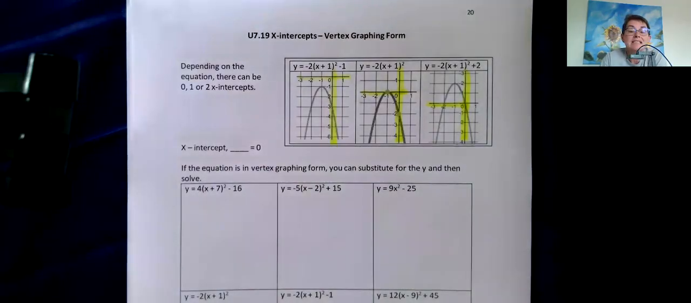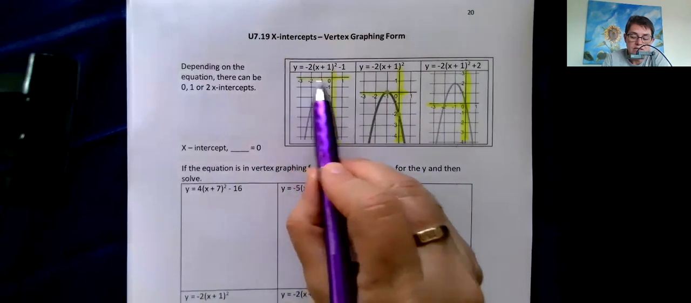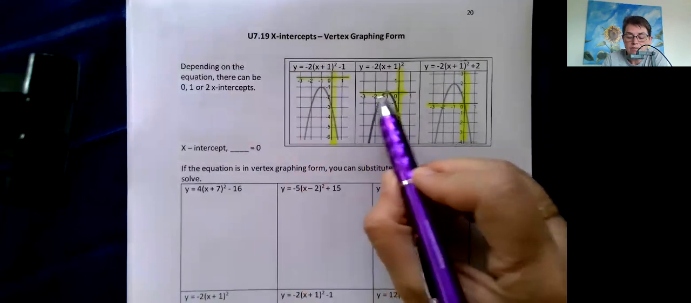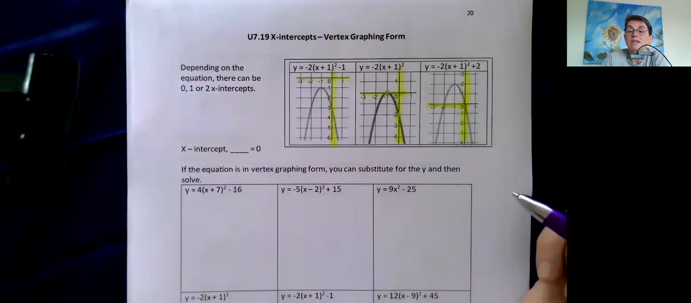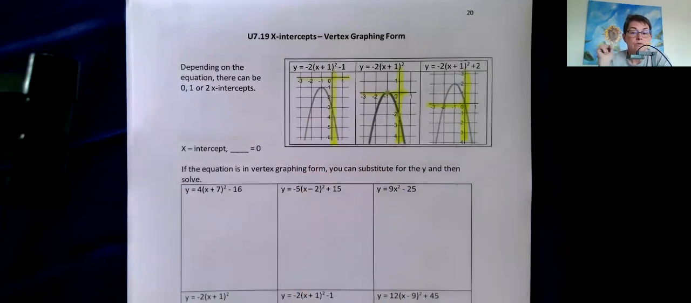We're going to look at the x-intercepts and we are going to calculate them. Our starting point is going to be the vertex graphing form. Now, with the x-intercept, you can have no x-intercept. See how this one doesn't cross the x-axis? Or you can have exactly one x-intercept right there, or you can have two. It all depends on what the equation looks like. Remember, with y-intercepts, there's always one.